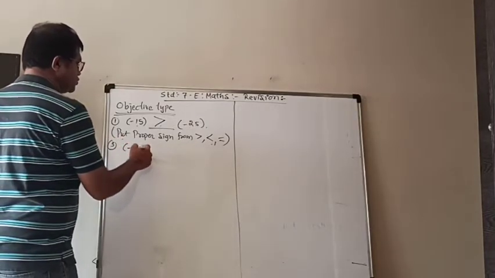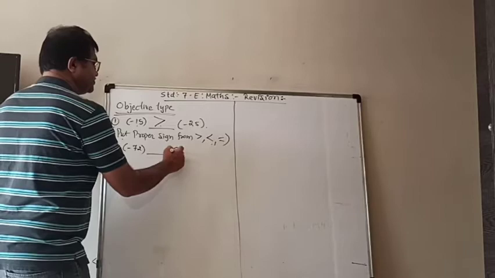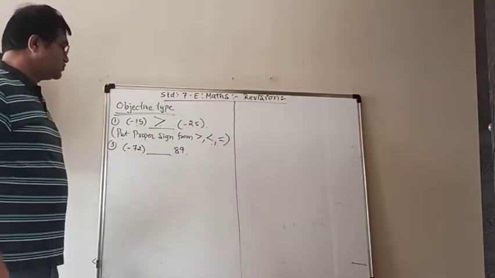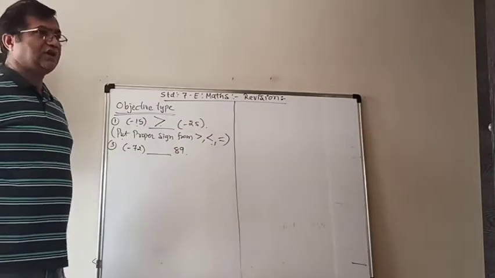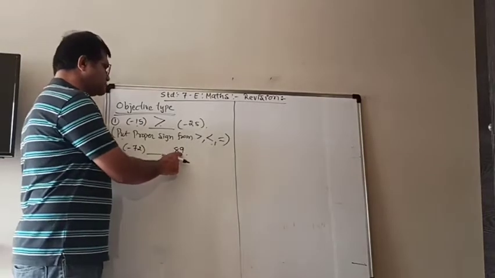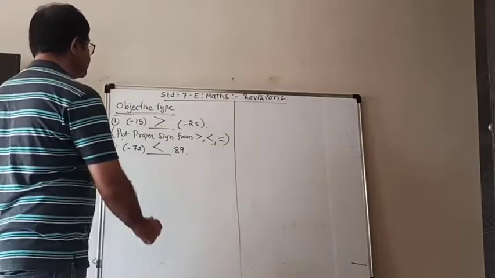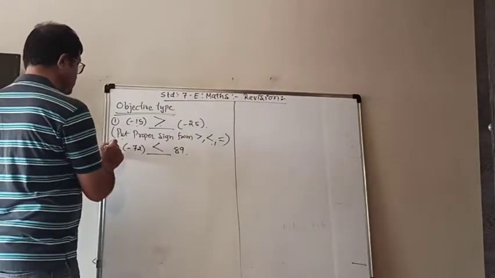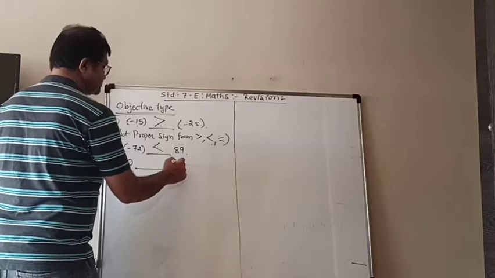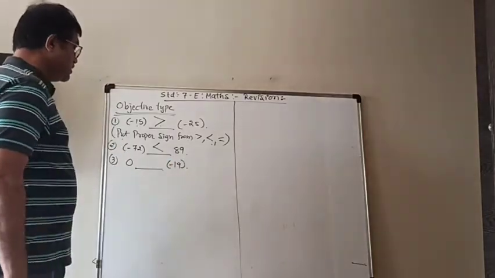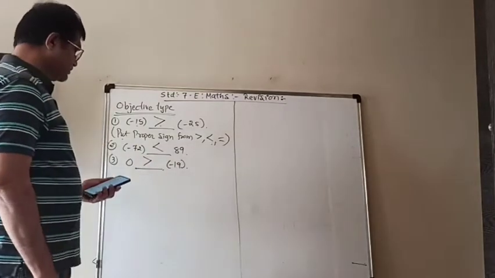Minus 72 blank 89. Here one is a negative number, one is a positive number, and we know that positive numbers are always greater, so minus 72 is less than 89. Third one: 0 blank minus 19. 0 is greater than the negative numbers. Negative numbers are all smaller than 0.